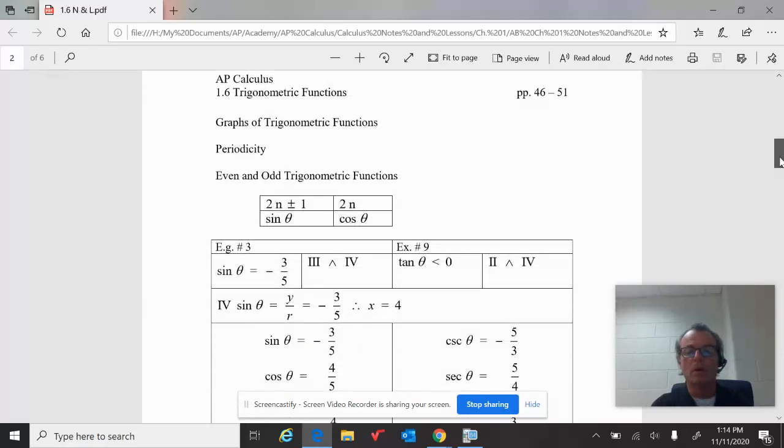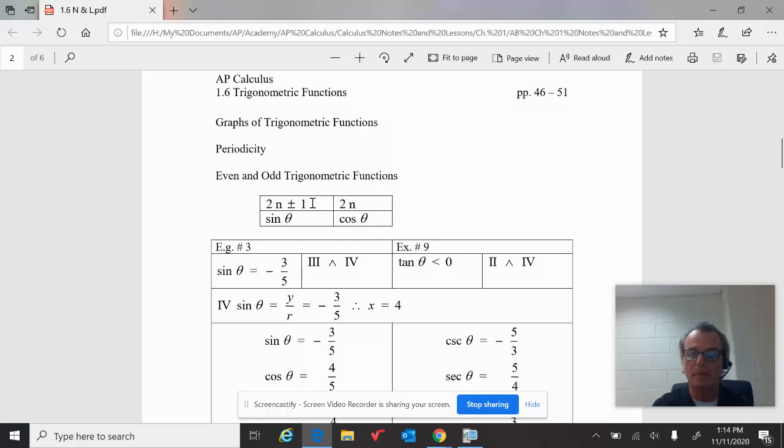The graphs of trig functions in your book on page 47, I didn't really reproduce that. Or periodicity, the heading on page 47, I'm going to go right to even and odd trig functions. So, ready? 2n, add or subtract 1, is the way of writing an odd number. 2n's an even number. Take any integer, multiply it by 2, you get an even number. You add or subtract 1 from an even number, you get an odd number.